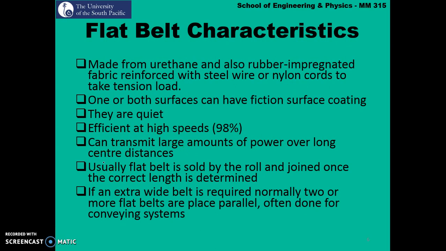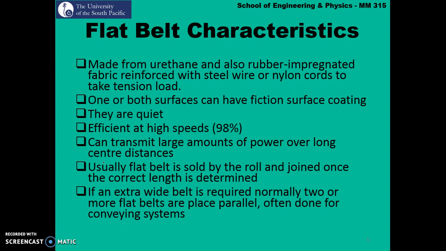Usually a flat belt is sold by the roll and joined once the correct length is determined. One of the unique properties of a flat belt is you don't need to worry about geometric restriction, in the sense that you can design a machine component and then later on calculate the length of flat belt that you require. You can always go to the hardware store and say, okay, you want X meters of flat belt.